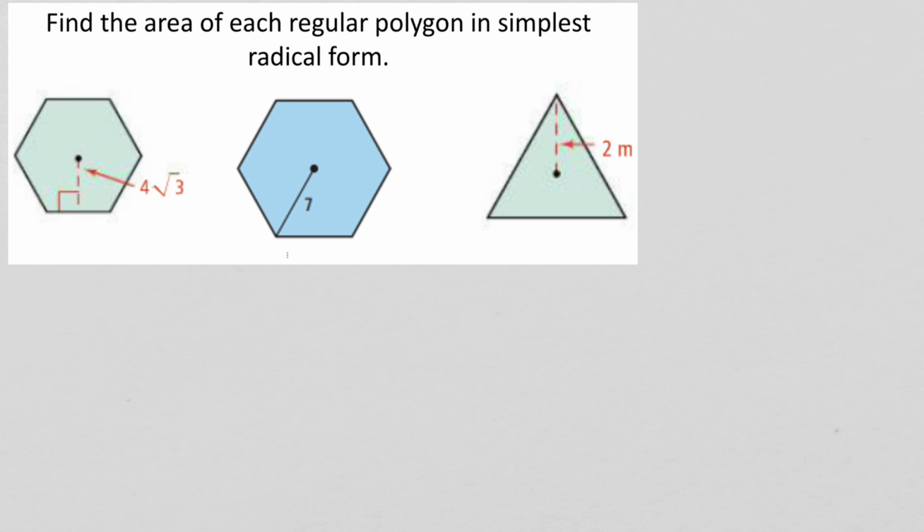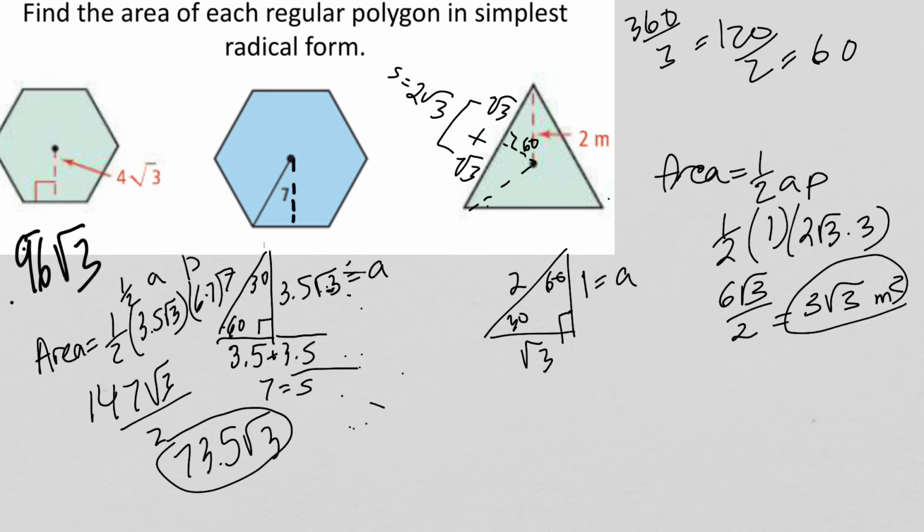All right, this last question is find the area of each of these in radical form. You could pause the video, come back to see if you're getting it correct. Okay, my bad. This first one we did on the previous slide, the 96 root 3 one. All right, the middle one here, you're given the radius of 7. So you're doing the 360 divided by 6, divide that in half. So I'm getting 30 degrees there. We know that this side here, the hypotenuse, is 7.